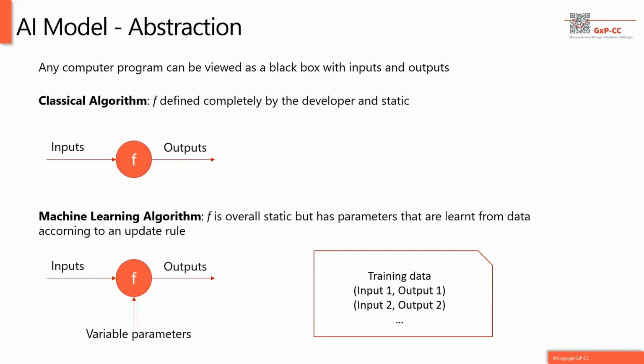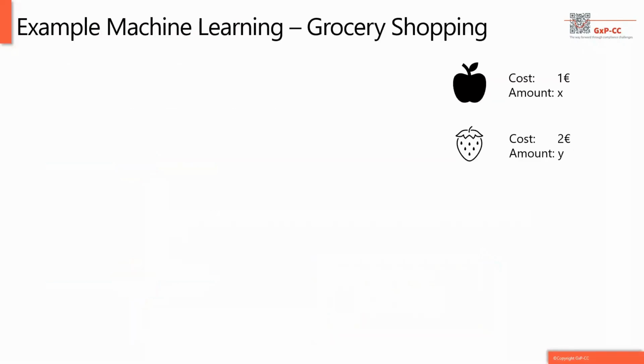And it's a pretty simple example, so I hope everyone can follow. And that is grocery shopping. So imagine you go to a shop and you want to buy apples and strawberries. You buy X apples for €1 each and Y strawberries for €2 each. And now the question is, how much money do you have to pay?